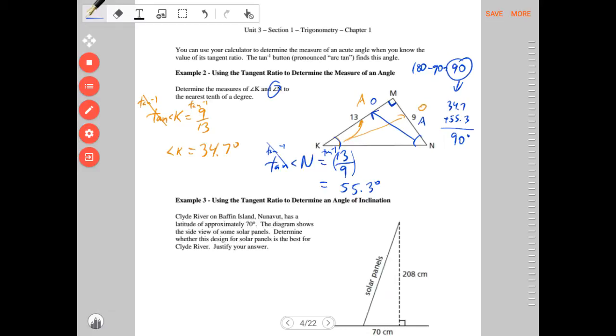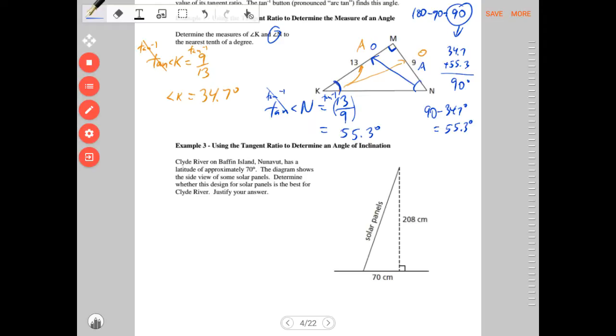It's perfect. What that really means for us is, if we just do trig once and figure out angle K, 34.7, we can figure out angle N by going 90 minus 34.7, because that'll give us the 55.3 degrees. It's just a little trick that we're going to use later on. All angles in a triangle add to 180 degrees.